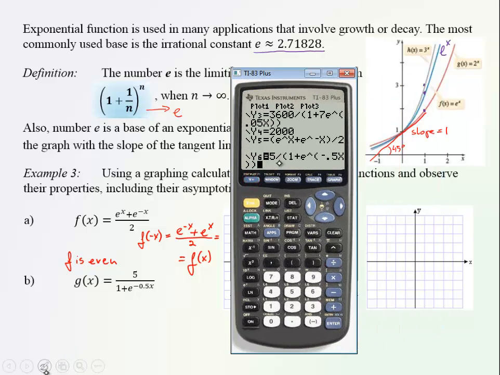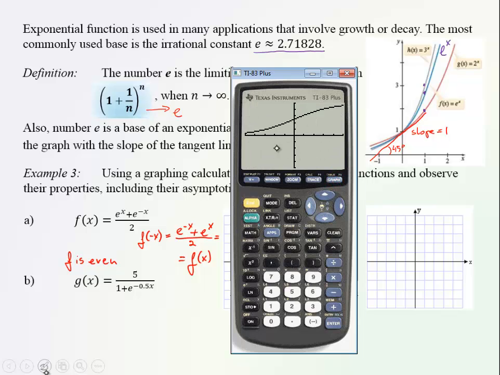Let's graph g function. I enter this under y6. 5 over bracket 1 plus e to the exponent, and you make sure that you put a bracket around this exponent negative 0.5x and then complete the two brackets. Graph it in our previous window. It looks like this. If we want to see a little bit more, let's zoom out.